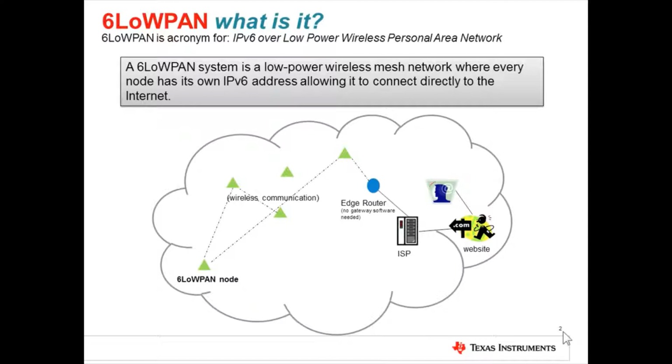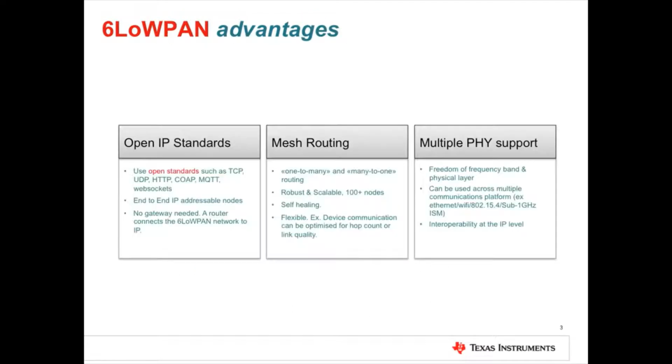A 6LoWPAN system is normally composed of many low-power nodes in a self-healing mesh form. This means that data can be exchanged freely by using an edge router, which acts as a simple gateway to the rest of the Internet. Applications running on the nodes can pass IP packets to a server on the Internet without thinking about the edge router, which just relays the packets from the 6LoWPAN network to the Internet.